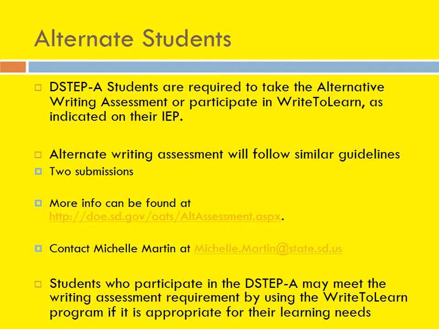Pretty much what you need to do is just follow the student's IEP. If their IEP says that they can use WriteToLearn, have them do it. Just note that no accommodation in WriteToLearn invalidates a submission. So no matter how many accommodations you do for the students in WriteToLearn, we will still count that essay submission. Also, the alternate writing assessment follows the same guidelines as the WriteToLearn submission requirements. They need to write 2 different essays.